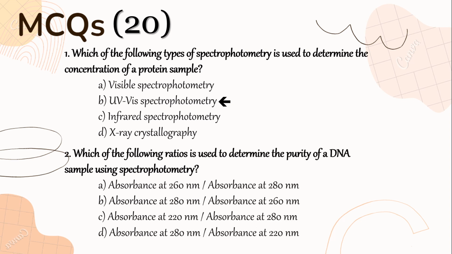Number 2. Which of the following ratios is used to determine the purity of a DNA sample using spectrophotometry? A. Absorbance at 260 nanometer divided by absorbance at 280 nanometer. B. Absorbance at 280 nanometer divided by absorbance at 260 nanometer. C. Absorbance at 220 nanometer divided by absorbance at 280 nanometer. D. Absorbance at 280 nanometer divided by absorbance at 220 nanometers. So the correct answer is option A. Absorbance at 260 nanometer divided by absorbance at 280 nanometers.